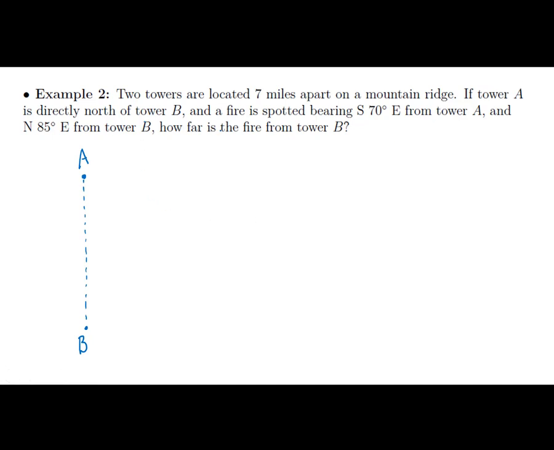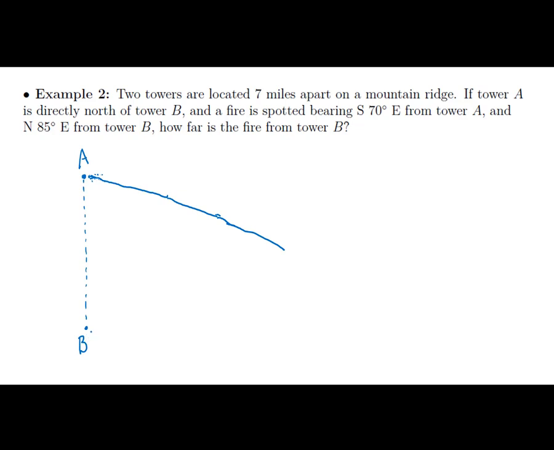Okay, so Tower A spots the fire at a bearing of 70 degrees east of the due south line. Okay, so it helps to recognize, here is 90 degrees east of the south line. So 70 degrees might be something like this. I'll do my best to draw a semi-straight line. It's kind of hard to do on this sketch pad I have.